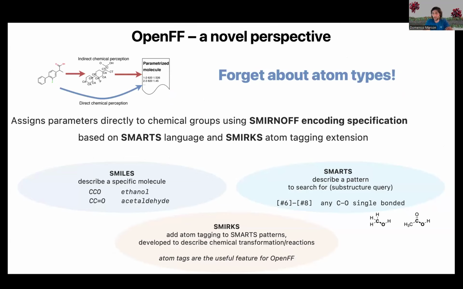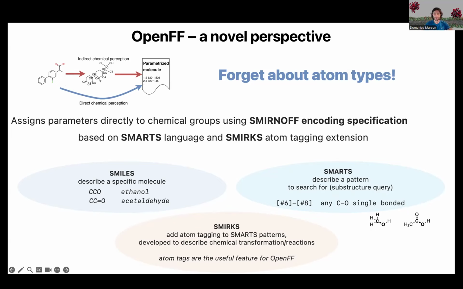What can we do? In theory, we can use a new approach in force field development, which is exemplified by the OpenFF initiative, the OpenFF toolkit, and the OpenFF force field. And this force field allows you to forget about atom types. You just use direct chemical perception. What does it mean? They devised an encoding specification called SMIRNOFF, which is based on SMARTS and SMIRKS. These two string rules are in the same family as SMILES, which maybe you have already heard of.